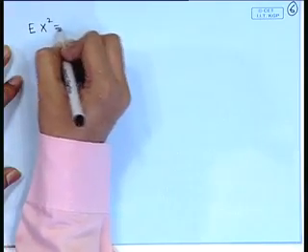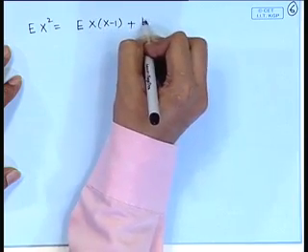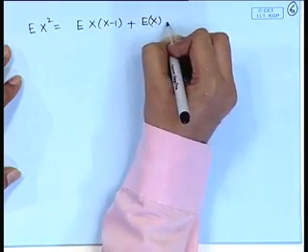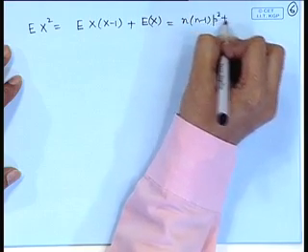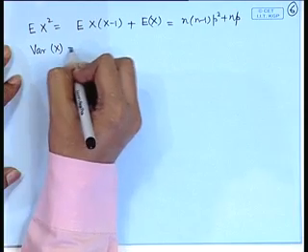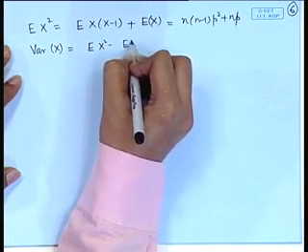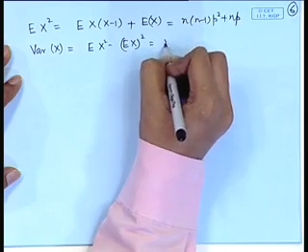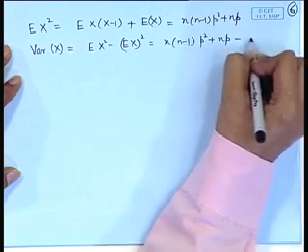So, we may utilize this to calculate expectation of x square, because expectation of x square is expectation of x into x minus 1 plus expectation of x, and we substitute these terms. So, it is n into n minus 1 p square plus n p. Now, that helps us to calculate variance of x, that is equal to expectation of x square minus expectation of x whole square, that is equal to n into n minus 1 p square plus n p minus n square p square.